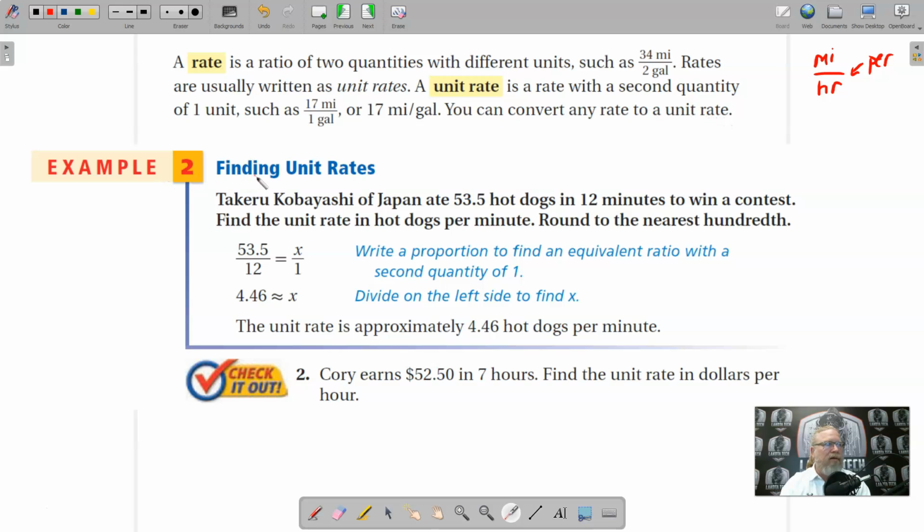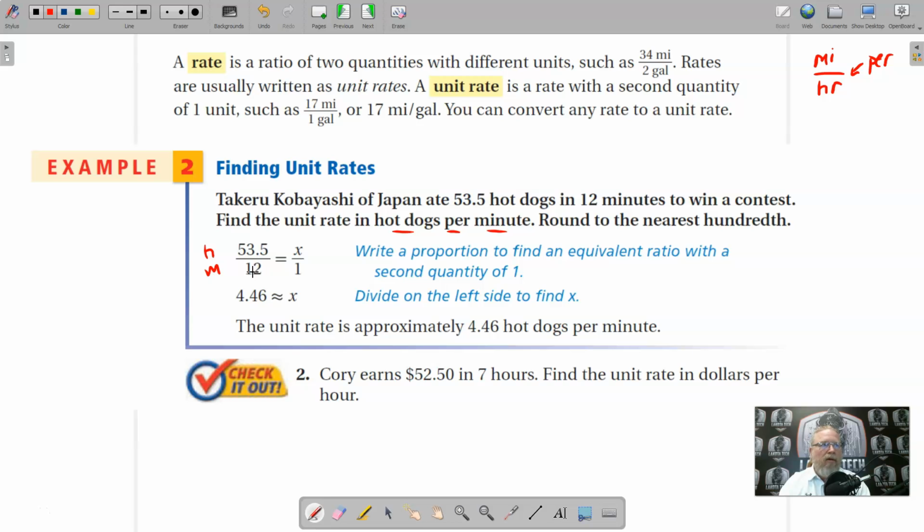So in example 2, finding unit rates, and I'm probably going to crucify this poor man's name. Takeru Kobayashi of Japan ate 53.5 hot dogs in 12 minutes to win a contest. Find the unit rate in hot dogs per minute. So notice the word per right here. So we know this is where our fraction bar is going to be. So it's going to be hot dogs over minutes. We'll do H for hot dogs and M for minutes. So this is hot dogs per minute, 53.5 hot dogs per 12 minutes.